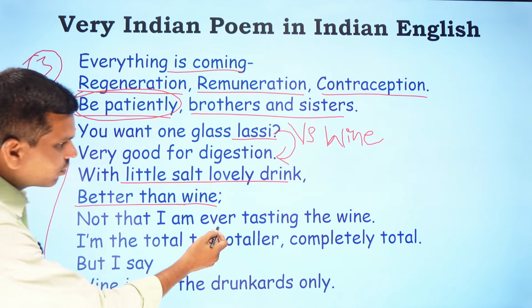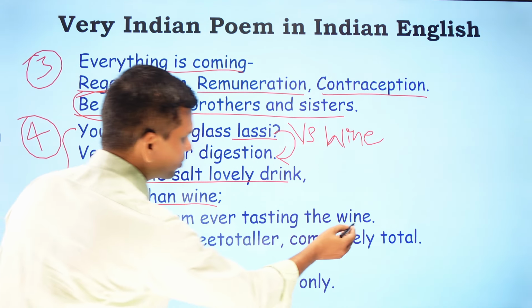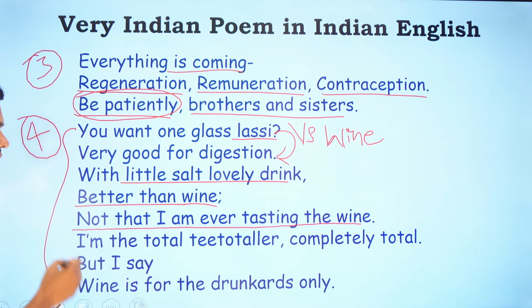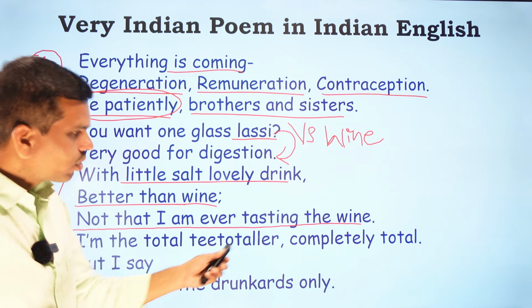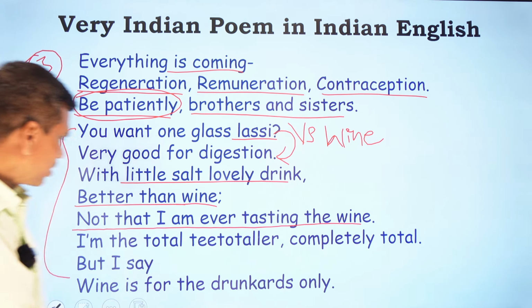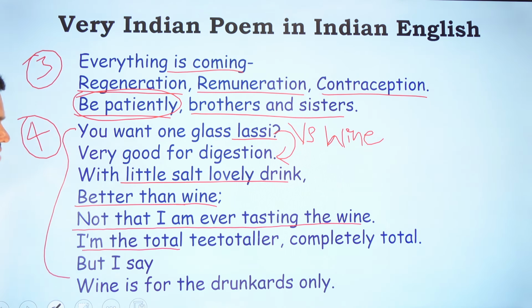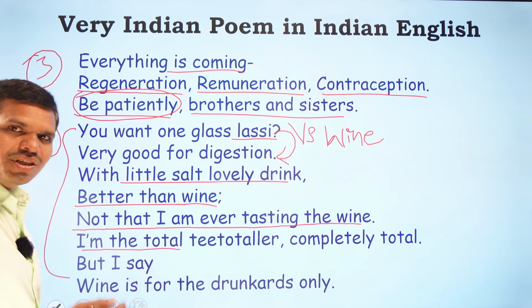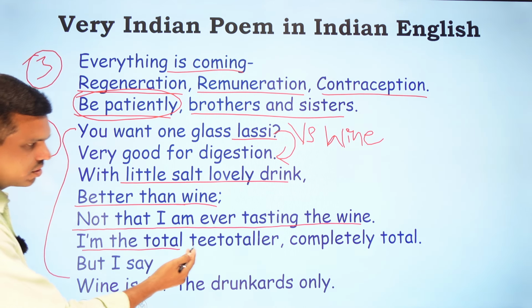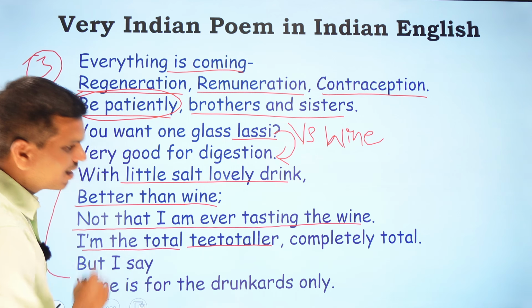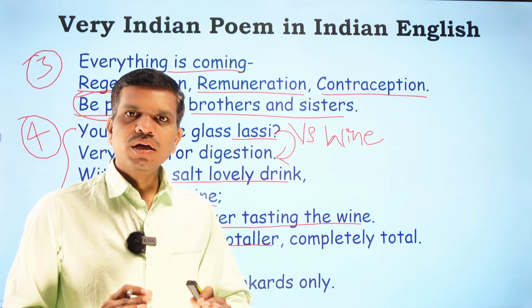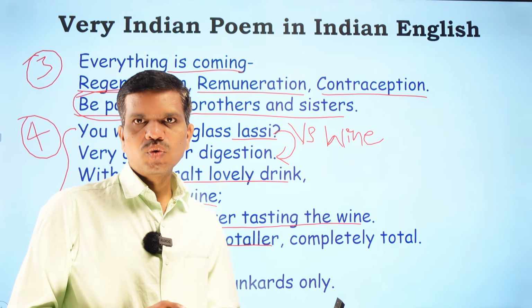Not that I am ever tasting the wine. So he is saying that he had never tasted the wine, and in the next line, I am the total teetotaler, completely total. Again this expression is Indian English. You need not place total before teetotaler. The very meaning of teetotaler is the person who never drinks alcohol.